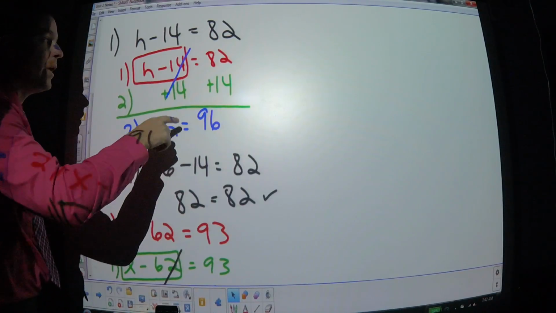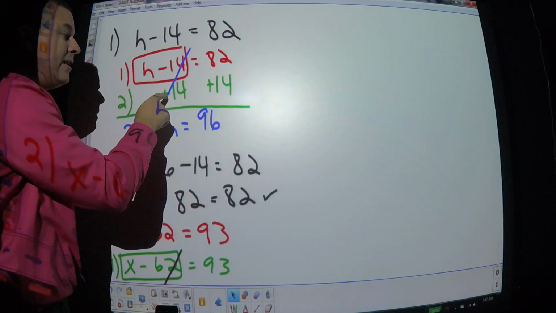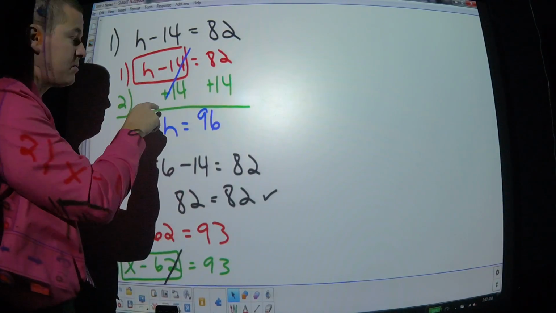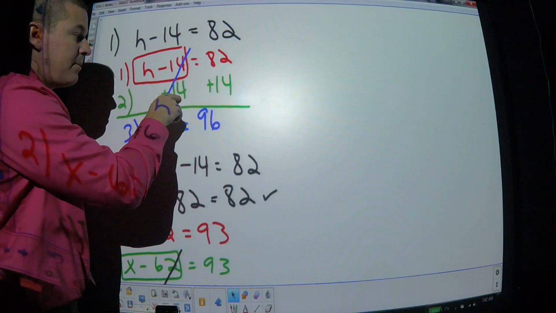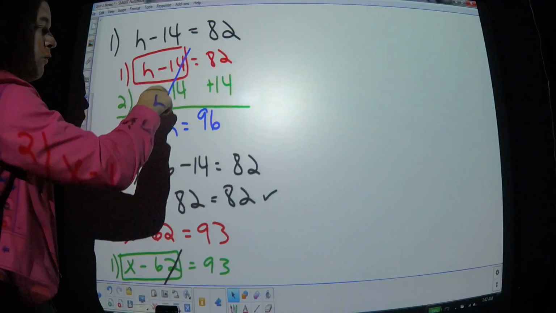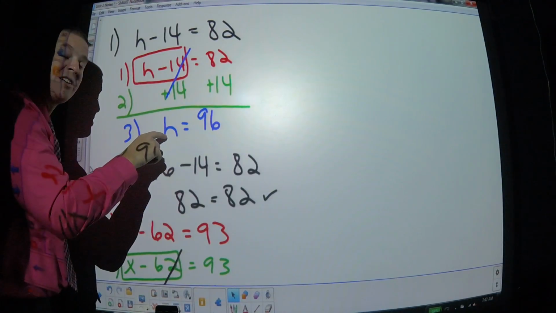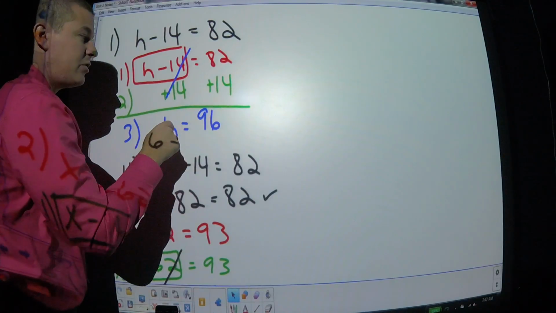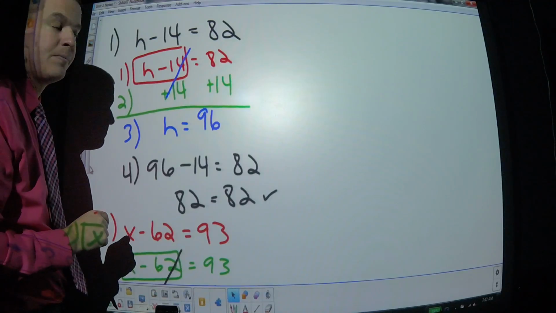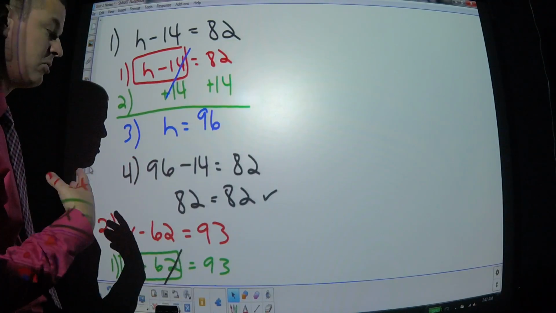Step two, we need to get h by itself, so we need to add 14 to both sides. Remember, do the inverse operation of subtraction, which is addition, so we're going to add 14 to both sides. 14 minus 14 is 0, leaving us with just h equal to 82 plus 14, which is 96. So h equals 96 is our answer, but we need to double check.